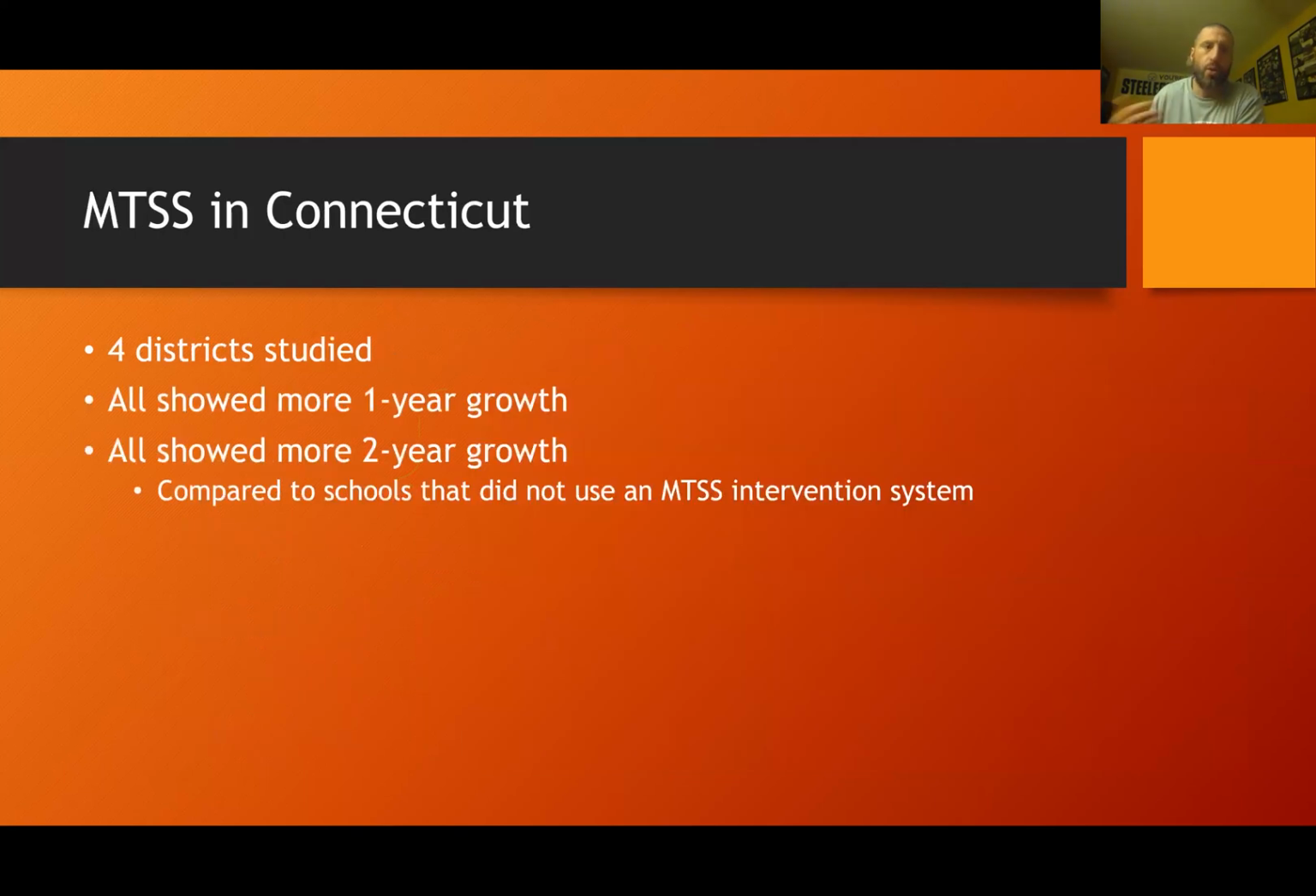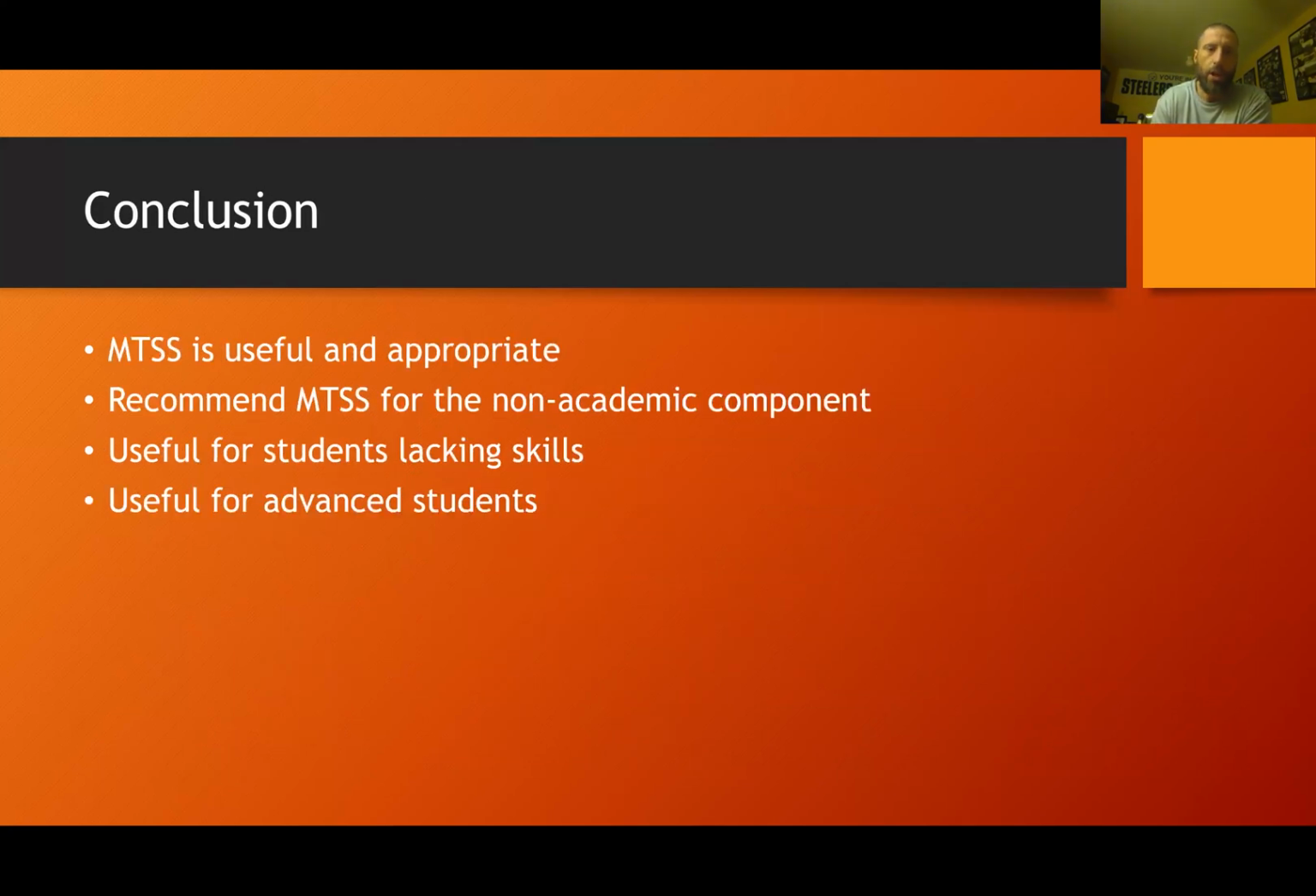And then school-wide, what they did with this study was they looked at specifically 4 different school systems in Connecticut and compared those school systems to school systems that didn't have MTSS. And what they found basically overall is that all schools showed more growth in 1 year than schools who didn't use it. And all showed more growth in 2 years than schools who didn't use it. So there were other studies that showed similar things, but this one laid it out pretty simply. The conclusion here is that this type of support system is useful and appropriate.